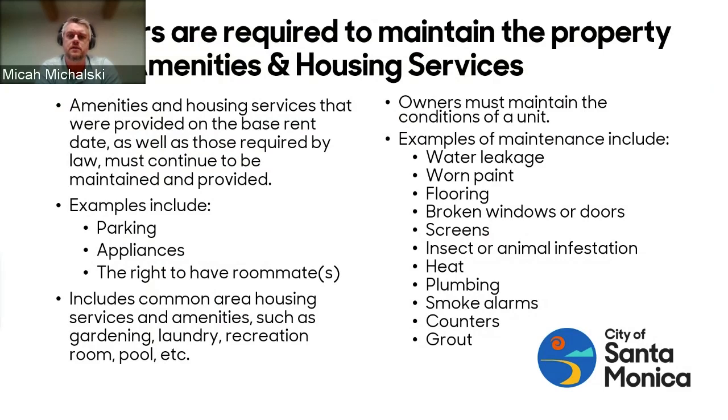Owners must also maintain the condition of the unit. Common examples of maintenance would be things like water leakage, worn paint, normal wear and tear on paint, flooring. So like if your carpet wears out over a certain amount of time, that is something that the landlord does need to maintain. Broken windows or doors, screens, if there's an insect or animal infestation, your heat, your plumbing, your smoke alarms, counters, grout, caulking, tile, anything like that. Those are all just the base amenities and housing services of the unit.